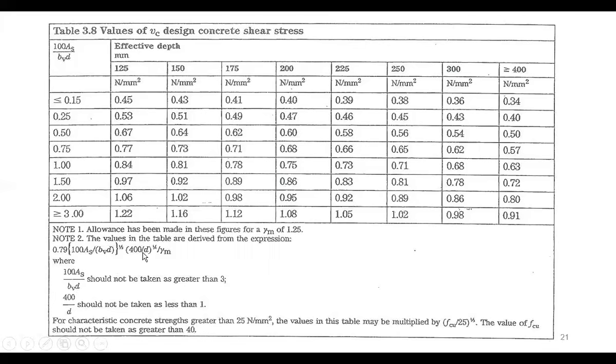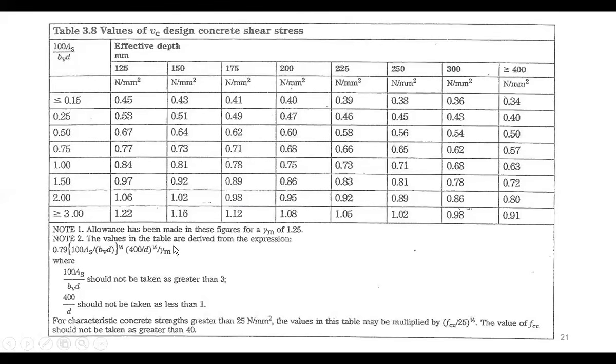Also for 400 over D shouldn't be taken as less than 1. And in slabs, of course, usually this one will be greater than 1. So don't worry about this part. Only you have to check about this one that shouldn't be greater than 3.